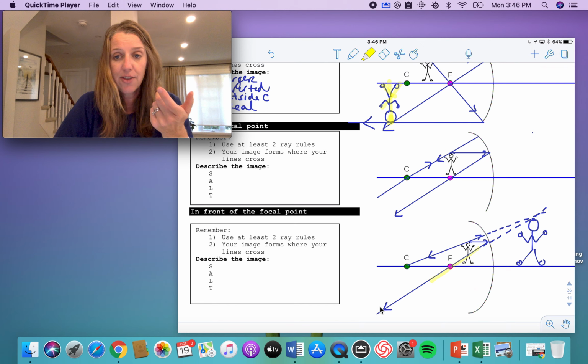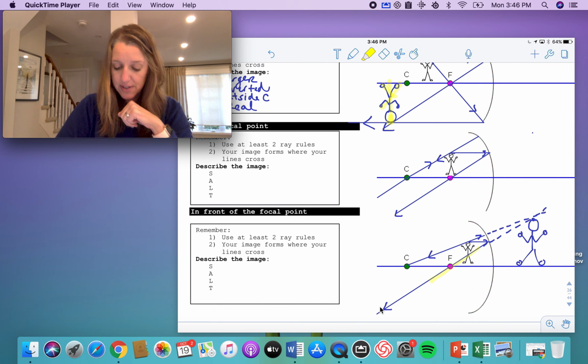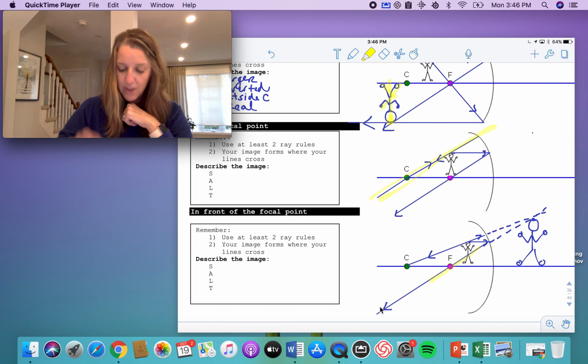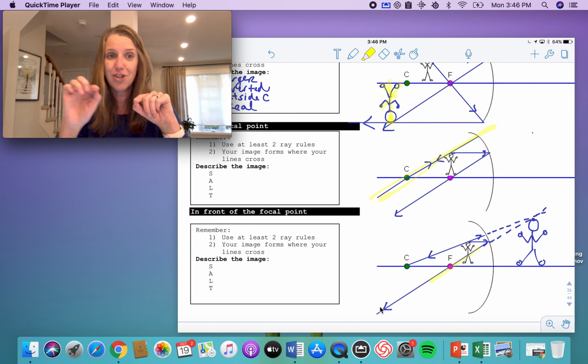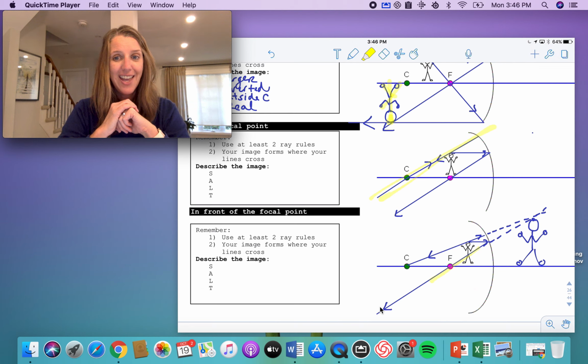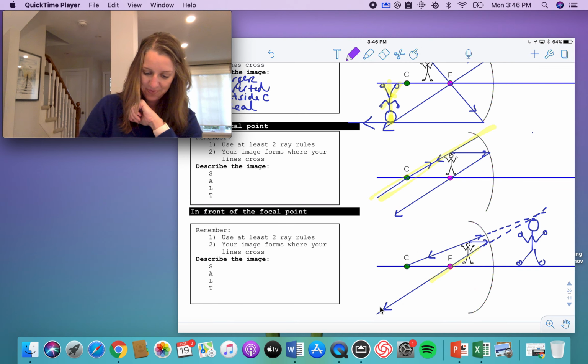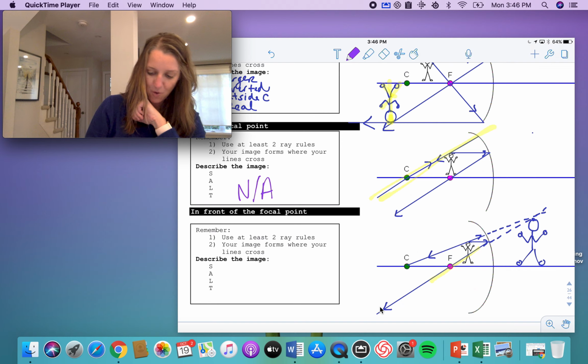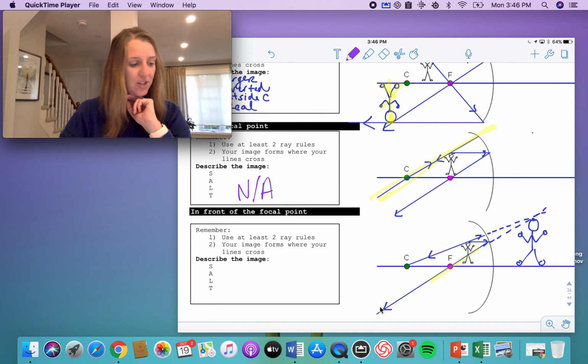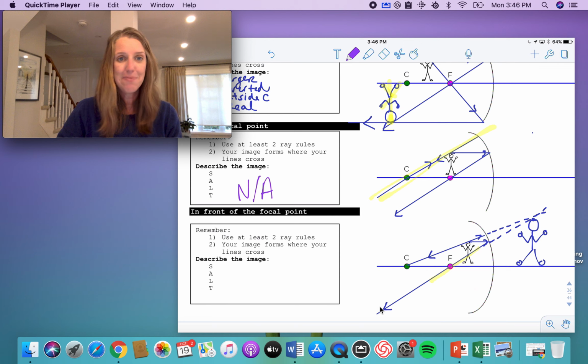Let's try another ray rule that we hadn't done before. Can you see this one where I've got one that goes through the center of curvature towards the mirror, bounces back? If the object is at the focal point, can you see an image? No. Why? Because those reflected rays never meet.